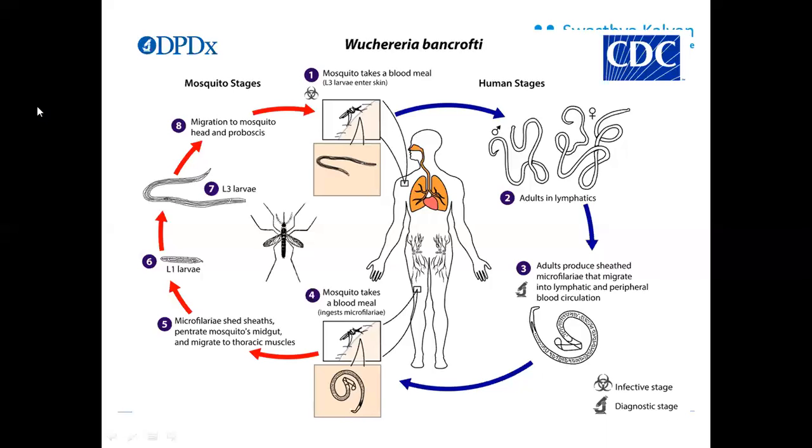Now, these adults will release microfilariae that will migrate into the lymphatics and peripheral blood circulation. These microfilariae would again be ingested by the feeding mosquito, where they will shed their sheath and penetrate into the mosquito's midgut, where they will undergo the stages of larva formation from stage 1 to stage 3. And then, for stage 3, they would be migrating to the head and proboscis, the feeding organ of the mosquito, so that a fresh infection could be made.